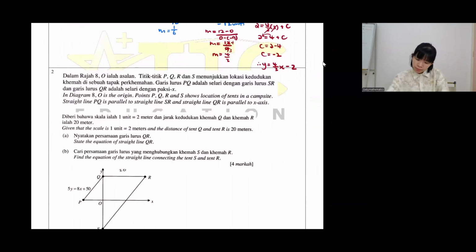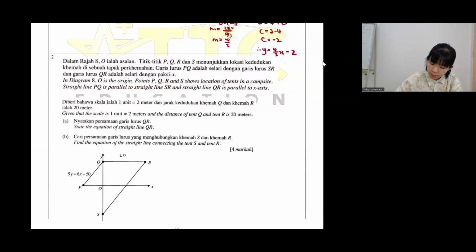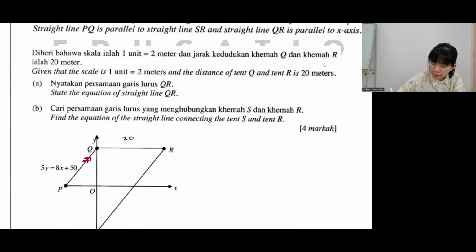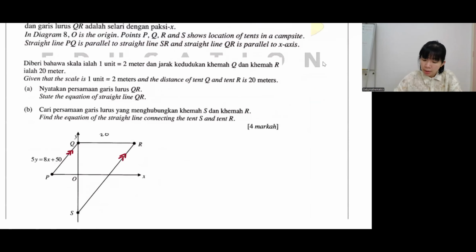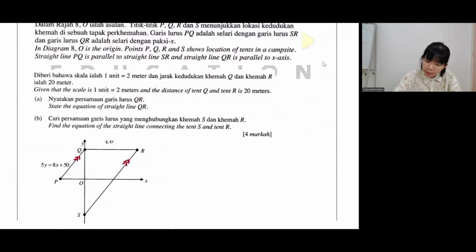Okay, question 2. In the diagram, O is origin. We have P, Q, R, S, these 4 points. 4 points show the location of tents in the campsite. PQ is parallel to straight line SR. Okay, let's say PQ, this, and SR, they are parallel. Okay, you can put arrow, this parallel. Okay, then after that, they say QR parallel to x-axis. Okay, this line and x-axis parallel.